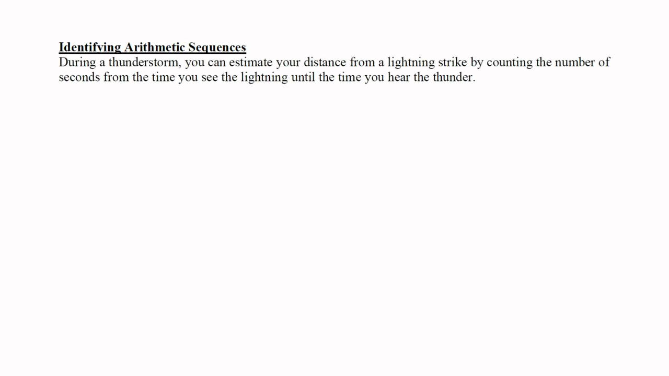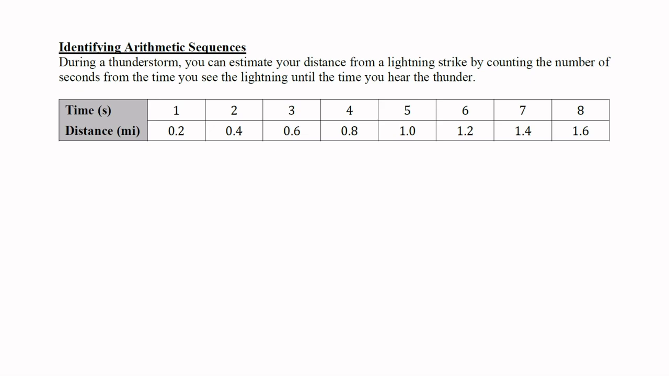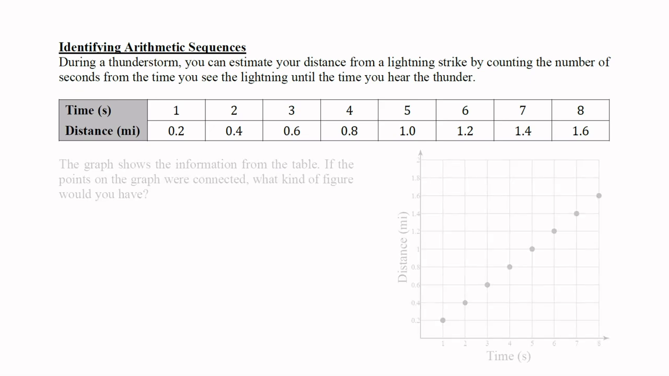During a thunderstorm, you can estimate your distance from a lightning strike by counting the number of seconds from the time that you see the lightning until the time you hear the thunder. So here is a breakdown of how long it takes to hear thunder based on how far away it is. For example, if lightning is 0.2 miles away, it's going to take 1 second to hear the thunder. If the lightning is 1 mile away, it's going to take 5 seconds to hear the thunder.